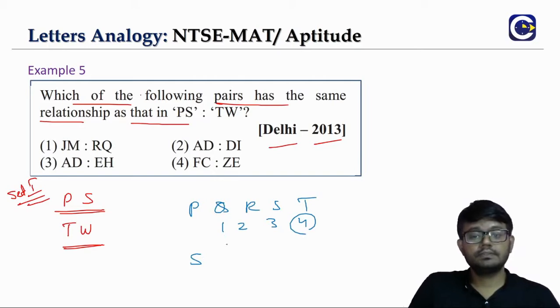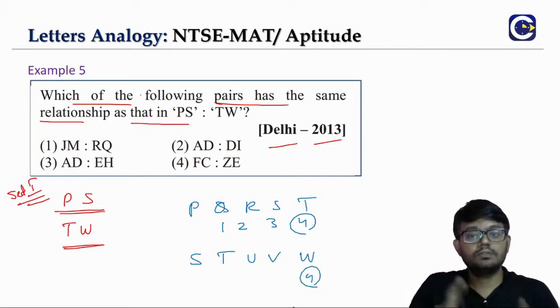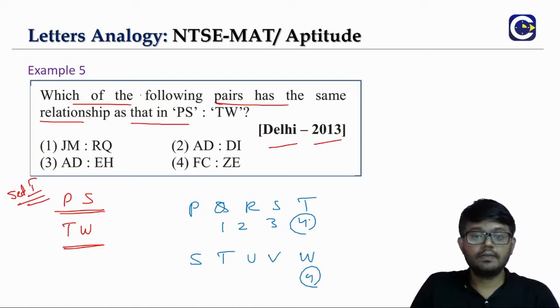S, T, U, V, W, fourth letter. Means what? We have to count the fourth letter basically. So which of these pairs that are given will have the same relation? So check it. We have to go one by one.